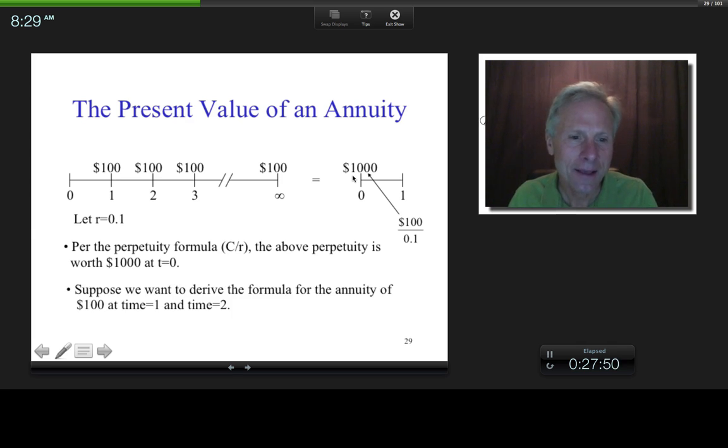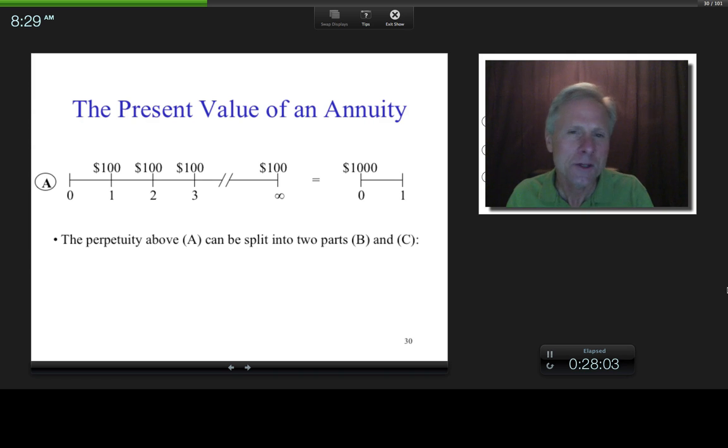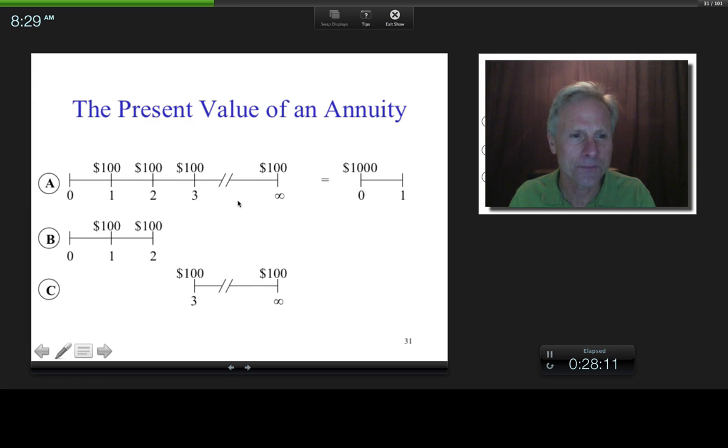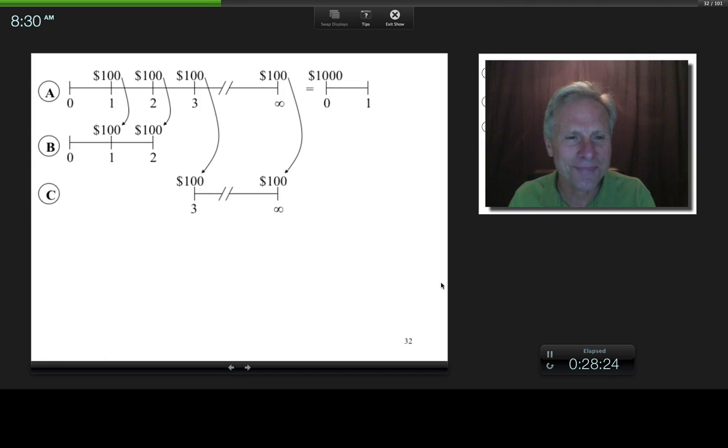We could do this for any number of cash flows, but let's say I want to derive the formula for an annuity of $100 at time 1 and time 2. So it's a 2-period annuity. I'm going to call this first line A, and I'm going to split A into 2 parts, B and C. This 100 goes there, and this 100 goes there. So that's B, and then the line continues. So is C a perpetuity?